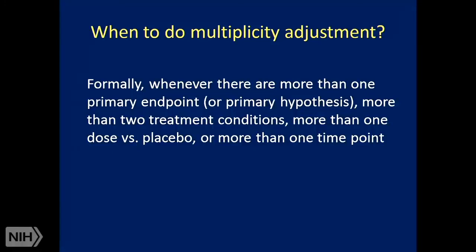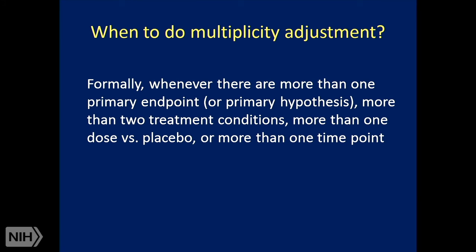So, when do you do multiplicity adjustment? Formally, whenever there are more than one primary endpoint or primary hypothesis. For example, in the drug abuse field, you would say we have two important primary endpoints. We have drug use, we want to lower drug use, and we want retention. We want to keep the participant coming to the sessions. And that's very important. You say these are equally important, and therefore I have two primary endpoints. So if you have two primary endpoints, you have two tests. Well, then you have to adjust for it.